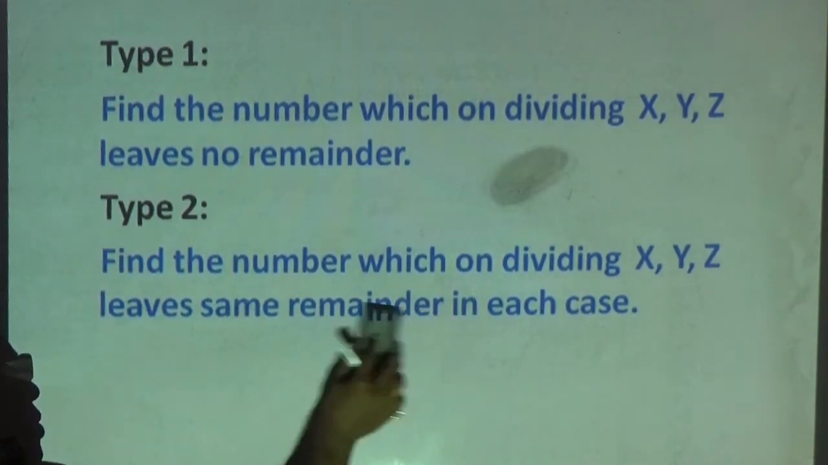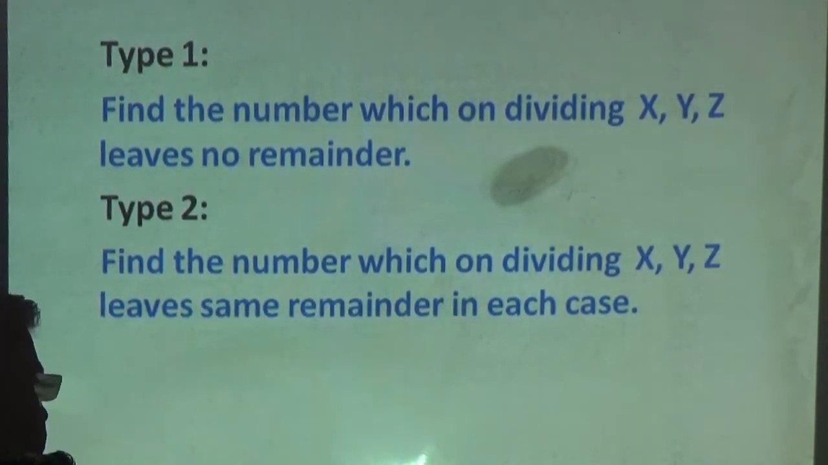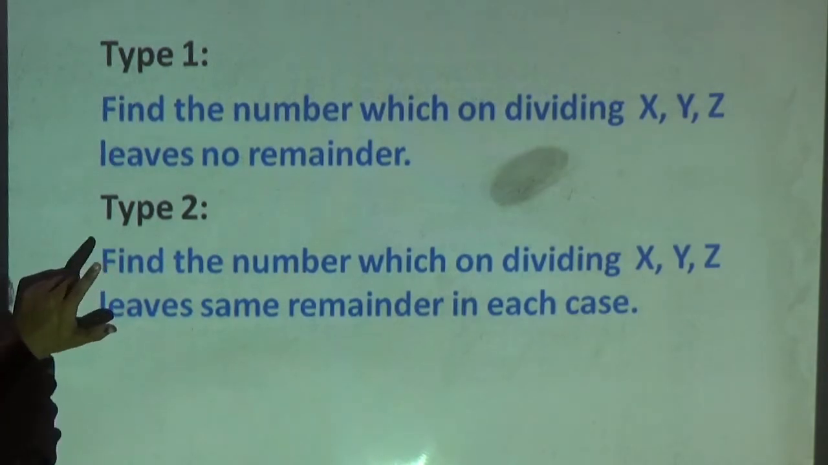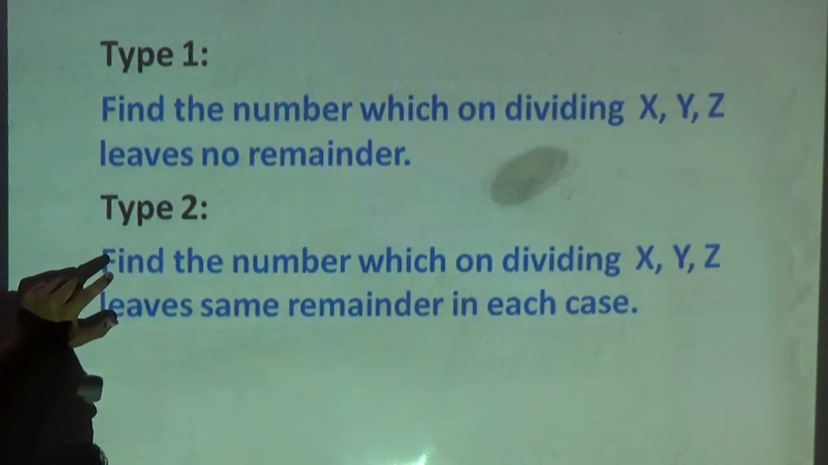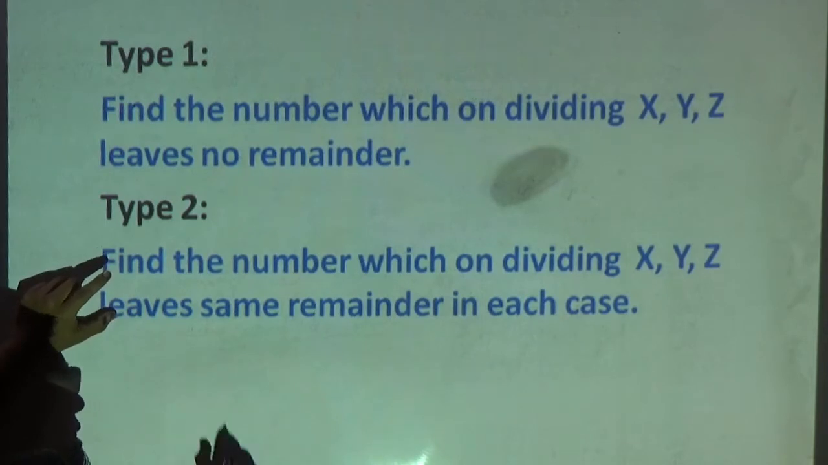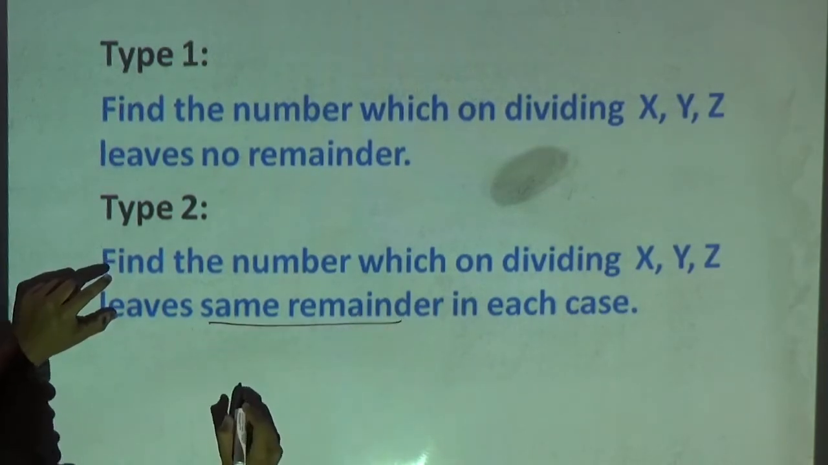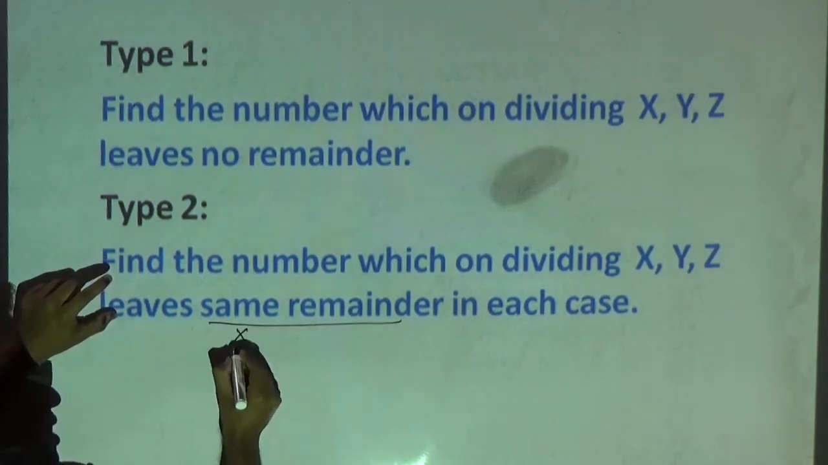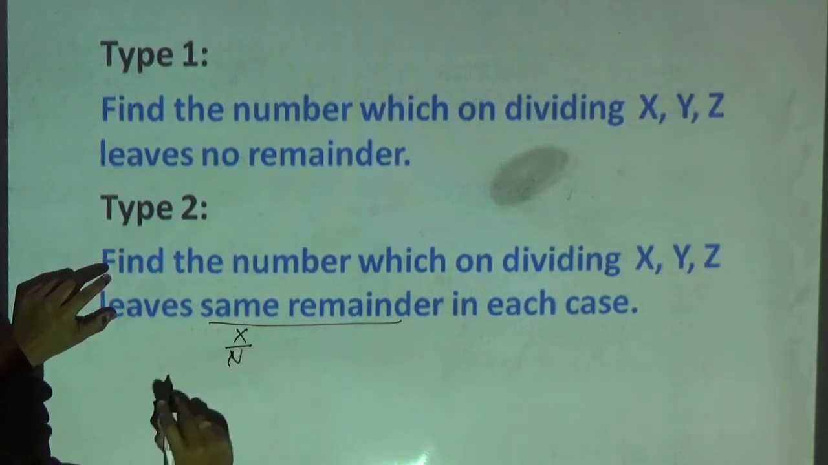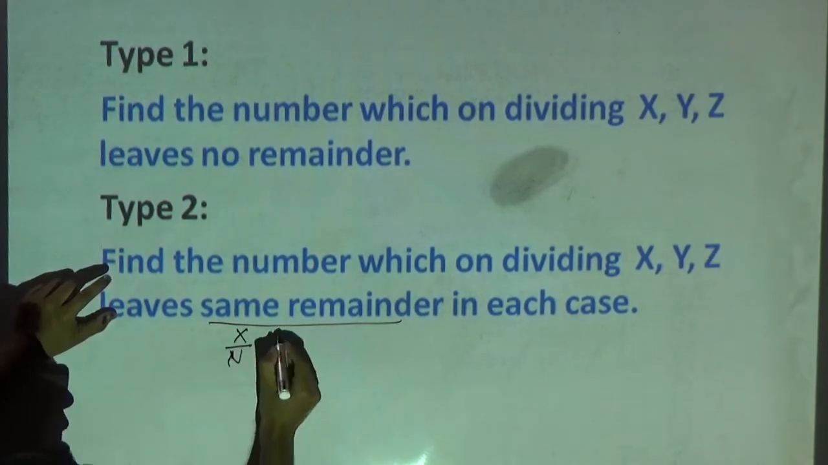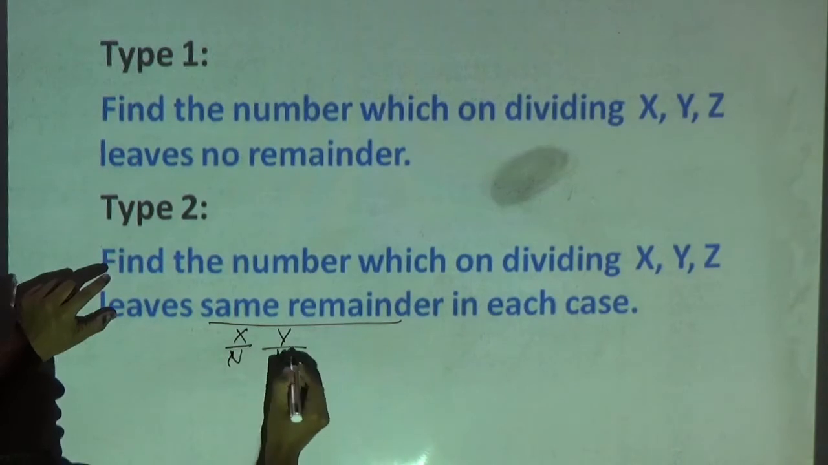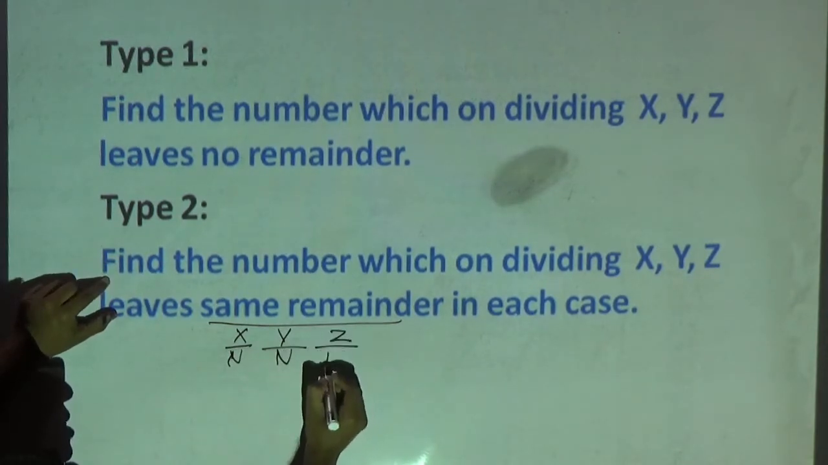Okay, let me explain one more time. Please observe here. Find the number on dividing x, y, z that leaves the same remainder in each case. That means I am dividing x by my number, I am dividing y by the number, and I am dividing z by the number.